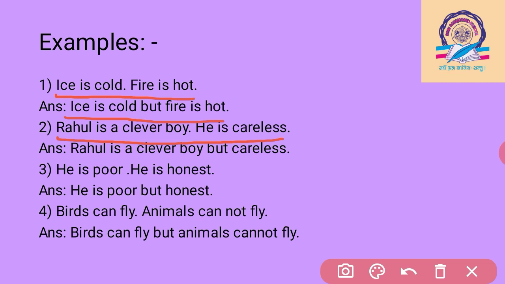So he is repeated here, he is used for Rahul, and is already given in the sentence, so we have to write it only one time. So Rahul is a clever boy, the one sentence stays the same. Then after that sentence we have to write but, and careless, joining the another sentence with the first sentence by using but.